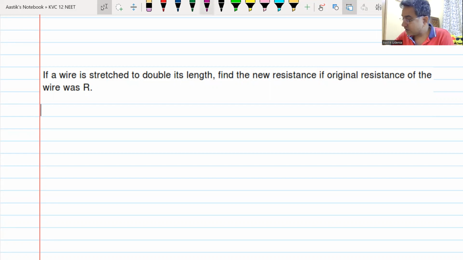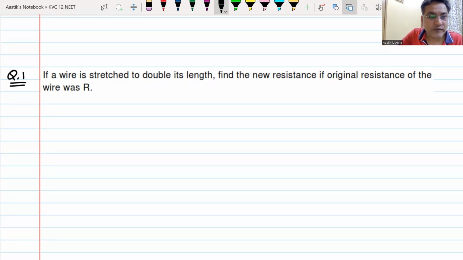If a wire is stretched to double of its length, question number 1. If a wire is stretched to double of its length, find the new resistance. The original resistance of the wire is R. What will be the new resistance of the wire if the wire is stretched to double of its length? I'll give you 2 minutes to give me the answer.